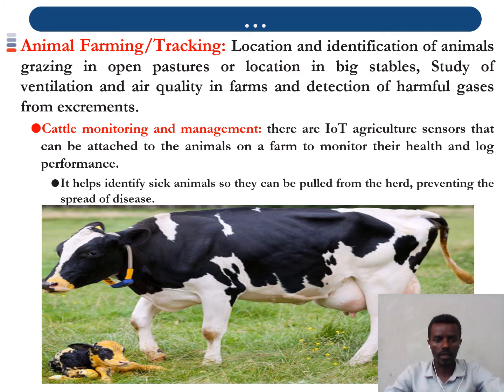Okay, so the other thing is about farming or animal farming, like tracking the problems of the cows or the cattle, and identifying the ventilation or air quality in the farm. So for example, if you want to see this cow, you can detect the problems of the cow. That means you can put a sensor on this cow, and it can sense the health of the cow, whether it is okay or not, and then send the problem found with the cattle forward to the user or the concerned person.